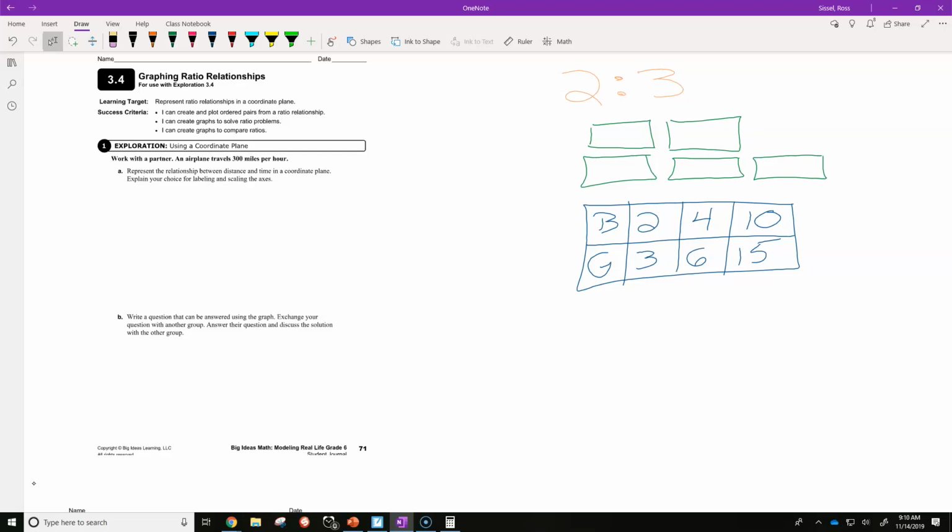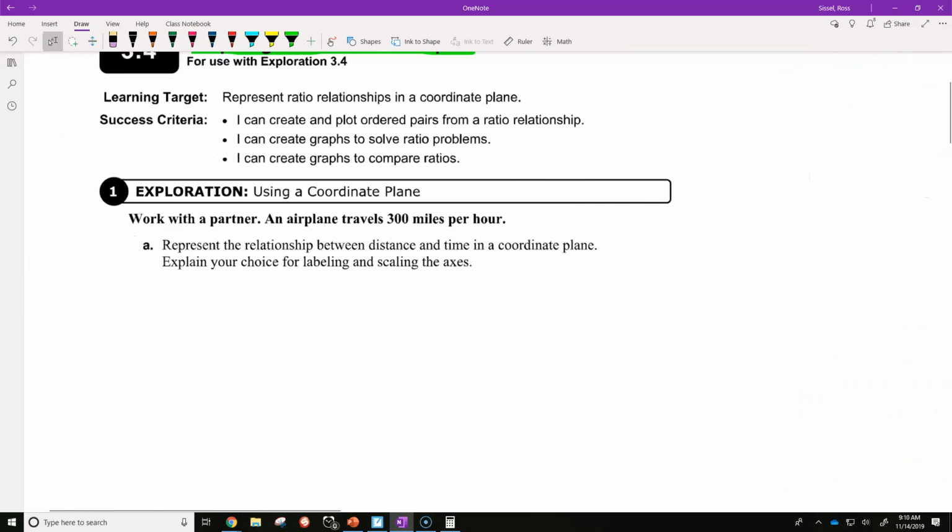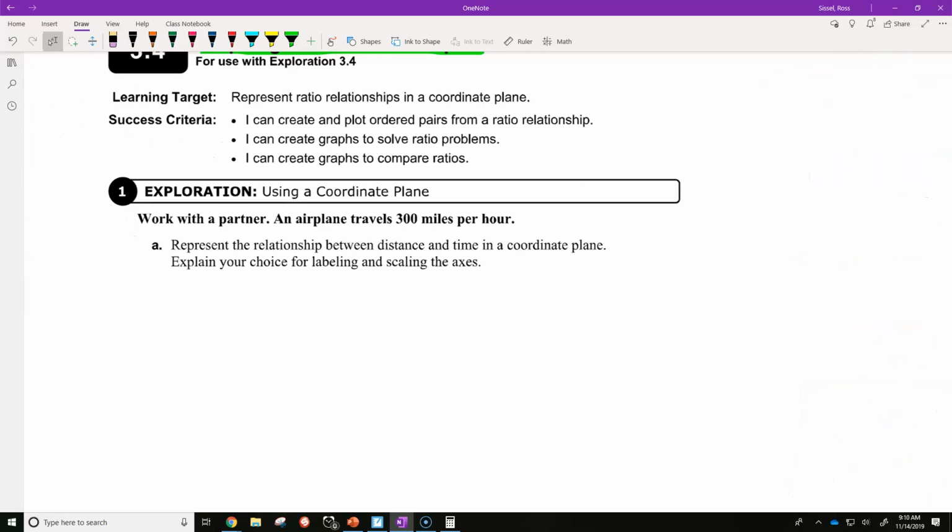Today, we are working on graphing ratio relationships. Mainly what we're going to learn is how I'm going to take this table and we're going to make coordinate points out of it and we're going to graph it and make one straight line. There's a couple reasons we do that and we'll get into it in a little bit. So, our learning target today is that I will represent ratio relationships in a coordinate plane.